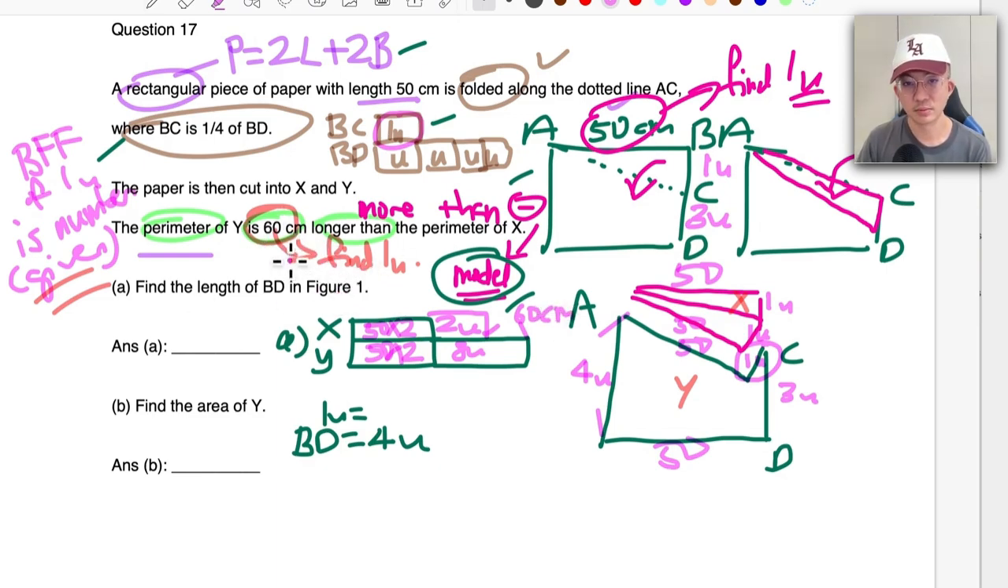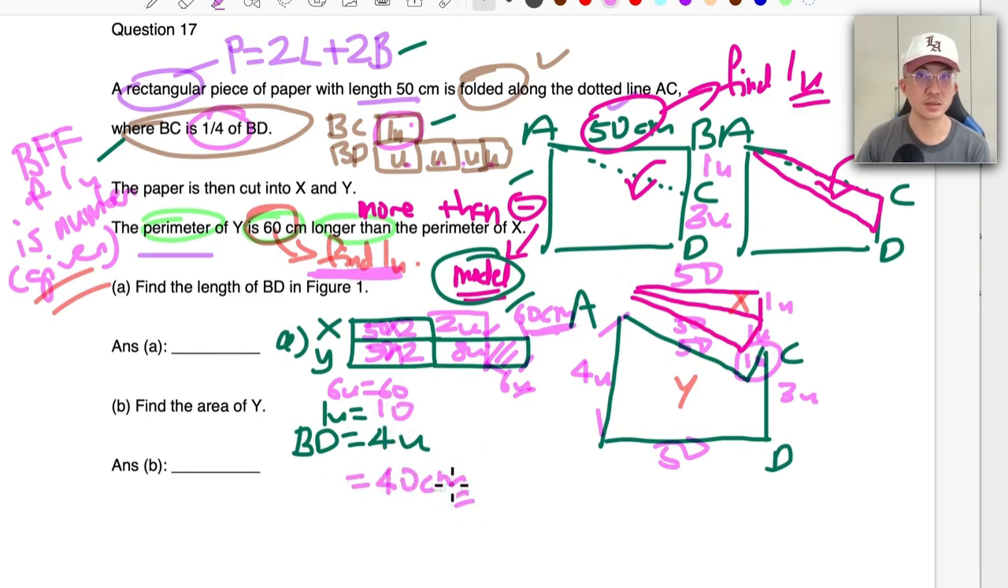But the main purpose of this is to find 1U because of all these clues given here, and you know that you have to label them, and because of this one. So same thing, 6U is equal to 60 because this part is actually 6U and it's 60 cm. So 1U is 10 and 4U is 40 cm. Done.